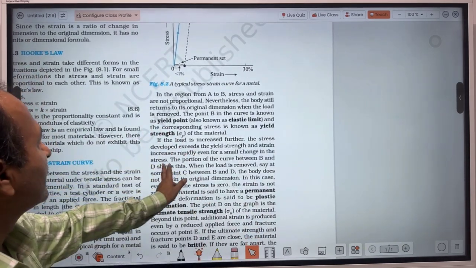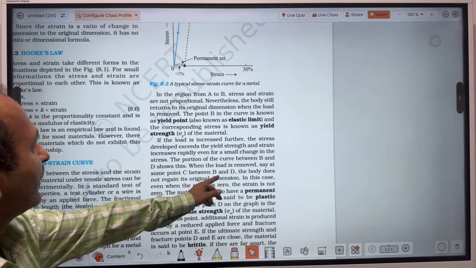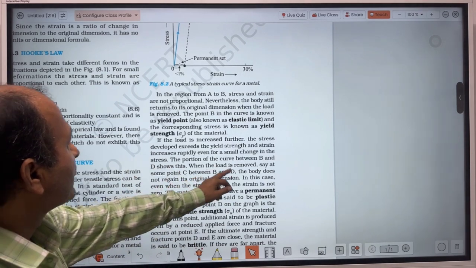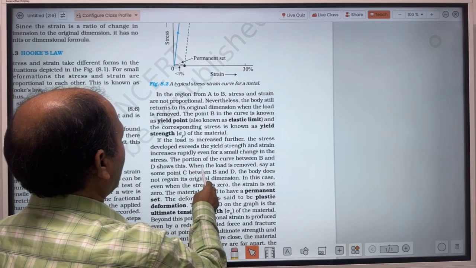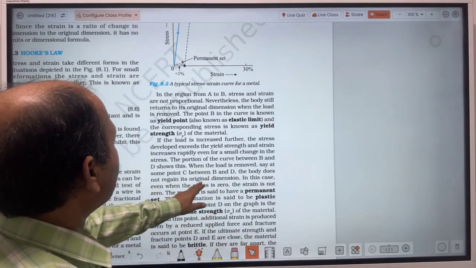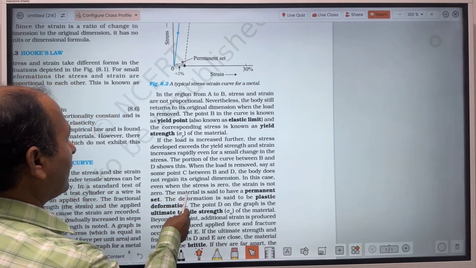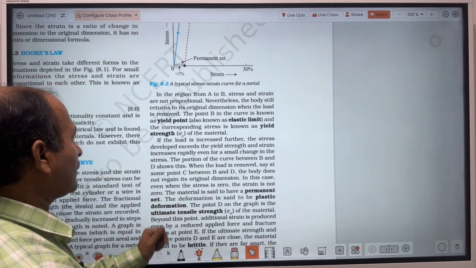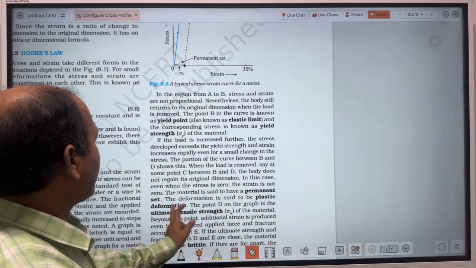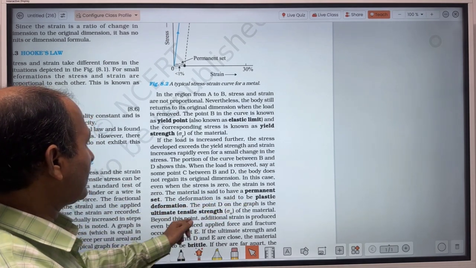Even for a small change in the stress, the portion of the curve between B and D shows that when the load is removed, say at some point C between B and D, the body does not regain its original dimension. In this case, even when the stress is zero, the strain is not zero. The material is said to have a permanent set, as I explained to you. The deformation is said to be plastic deformation.